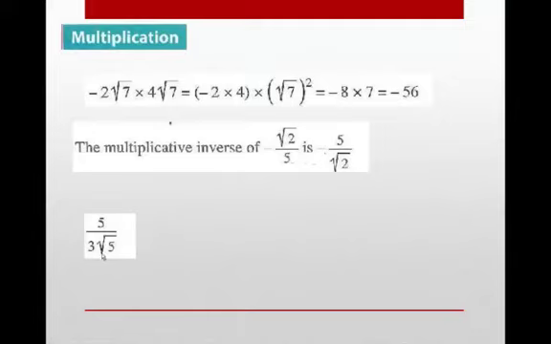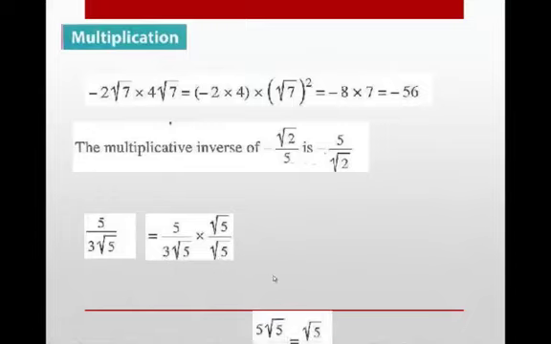5 over 3 root 5. We cannot leave the denominator with a root, so we multiply the numerator and denominator by root 5. The same root: 5 root 5 in the numerator, and 3 by 1 is 3, root 5 by root 5 is 5 in the denominator. So we have 5 root 5 over 3 by 5. The 5 and the 5 equal 1. So the result becomes root 5 over 3.